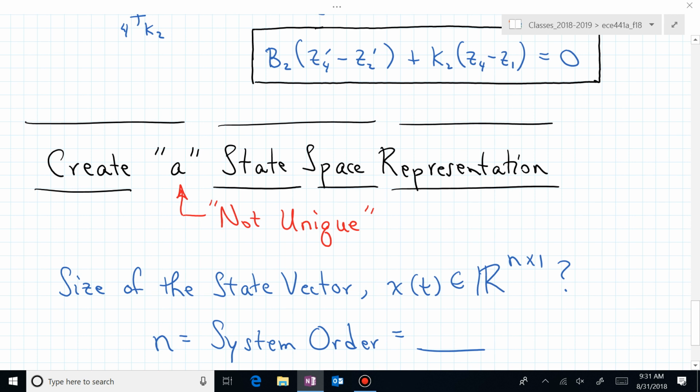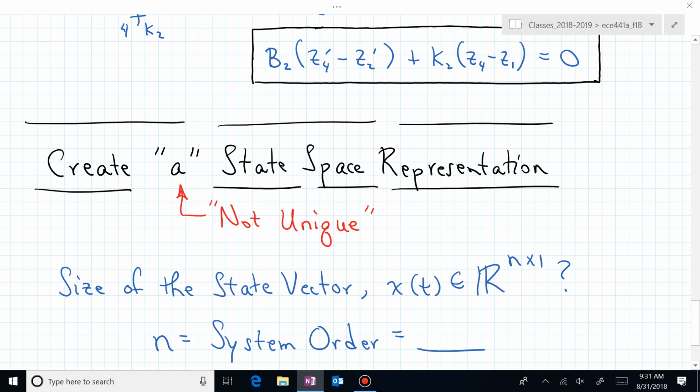What's the size of the state vector? How big is Nevada? What is little n? What's the system order? It's 7. We go back and we count the highest powers of all of our variables. Z sub 1 was differentiated twice. Z sub 2 differentiated twice. Z sub 3 differentiated twice. And then we had a Z sub 4 differentiated once. So that leaves us with 7.